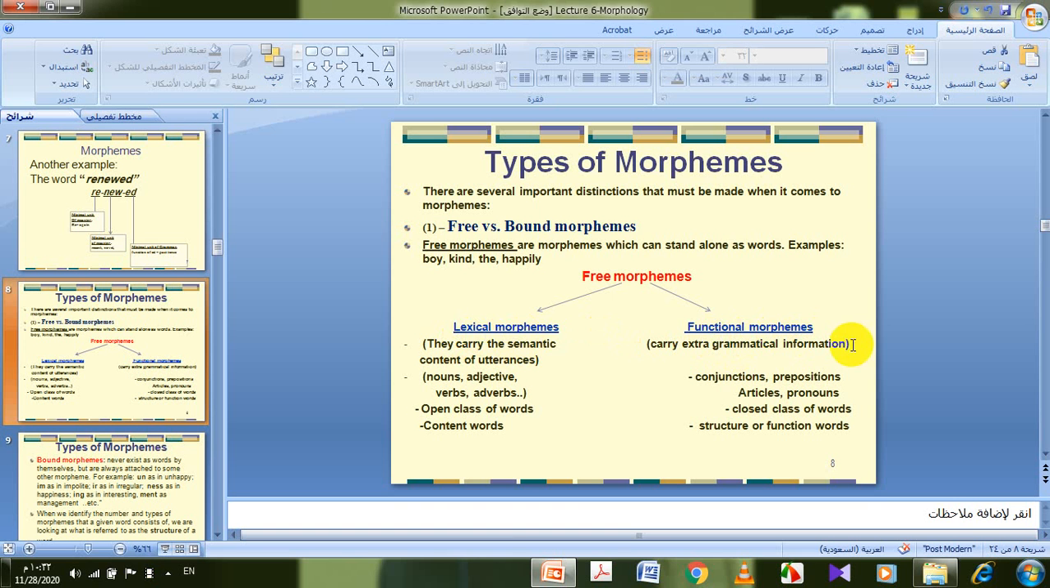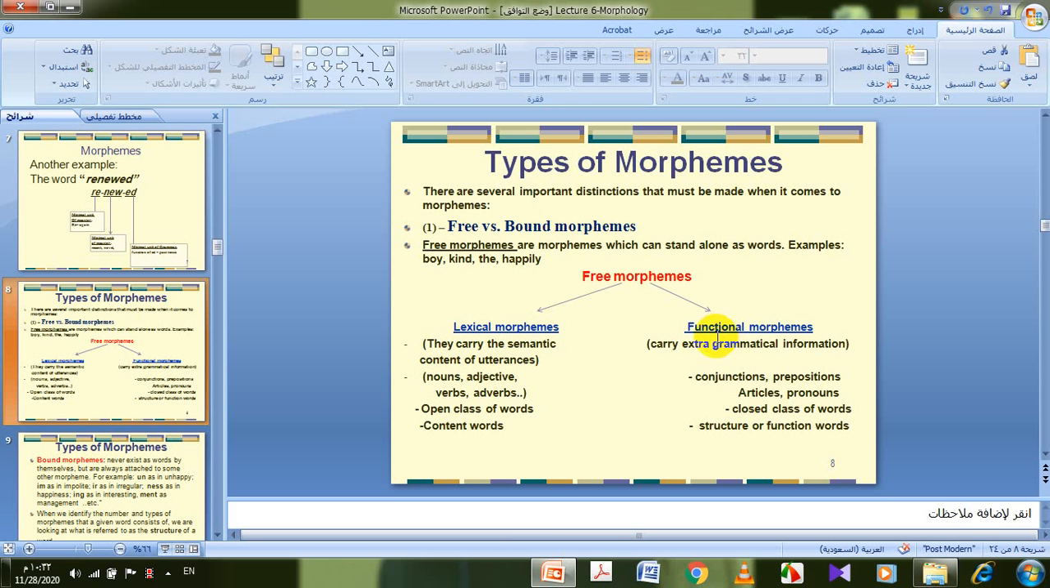Lexical and functional. Lexical morphemes carry the semantic content of utterances. They carry semantic content, means the meaning. That's why they are lexical, from lexis, words. So they carry the meaning, the semantic content of utterances, of the sentences, of words. Lexical morphemes carry the semantic content of utterances.